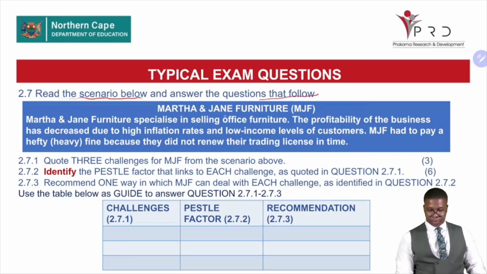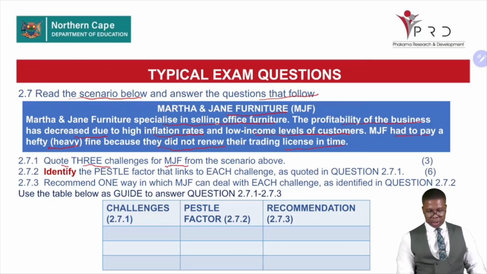We have Martha and Jane Furniture. Martha and Jane Furniture specializes in selling office furniture, and the profitability of the business has decreased due to high inflation rates and low income levels of customers. And then Martha and Jane Furniture had to pay a hefty or heavy fine because they did not renew their trading license. 2.7.1 is the first question, which requires of you to quote 3 challenges that Martha and Jane Furniture have from the scenario.